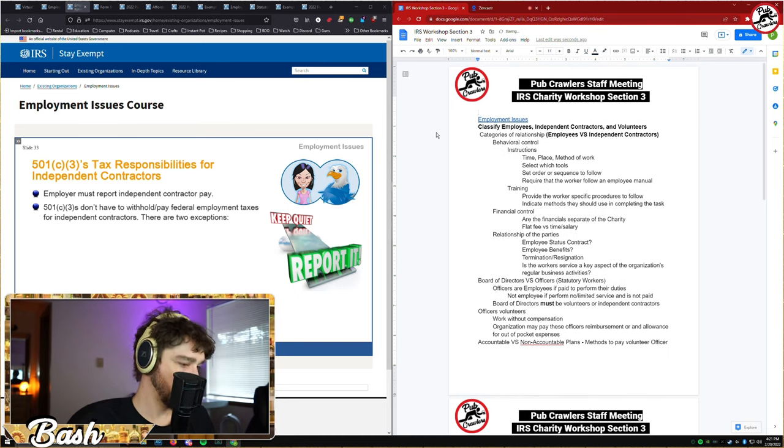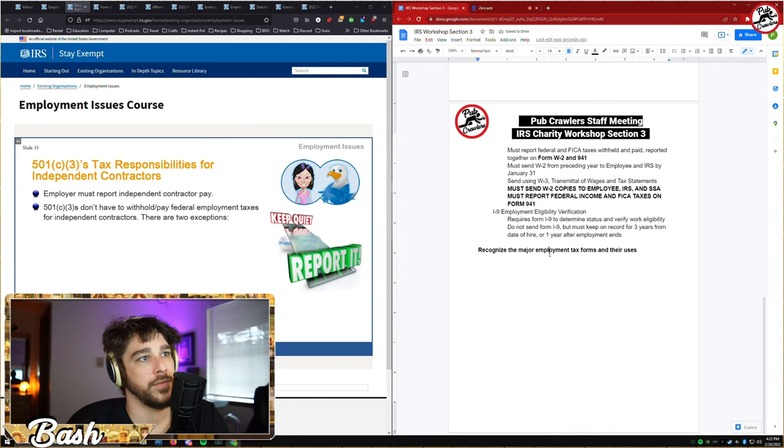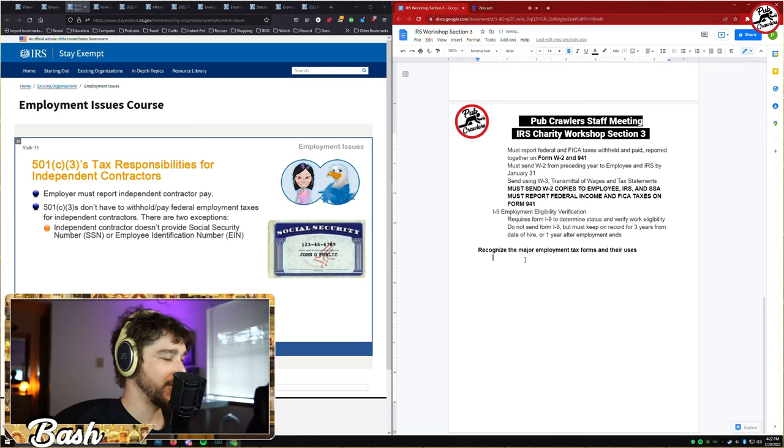I said normally because there are two important exceptions, and both involve independent contractor identification. First, the contractor doesn't provide a social security or employee identification number, or provides one that is obviously incorrect, like one with the wrong number of digits. The organization should withhold tax.